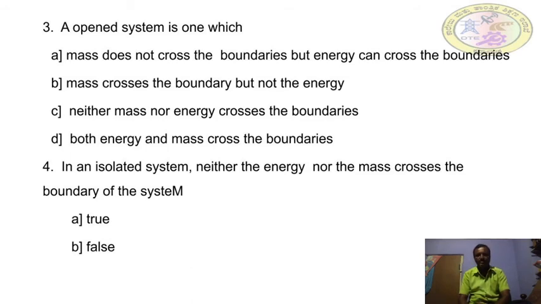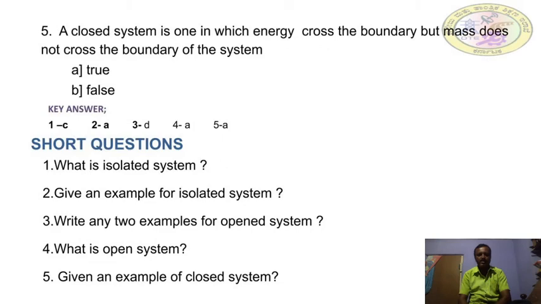Next question 4. In an isolated system, neither the energy nor the mass cross the boundary of the system. True or false? Answer A. True. Next question. A closed system is one in which energy crosses the boundary but mass does not cross the boundary of the system. So correct answer is A. True.